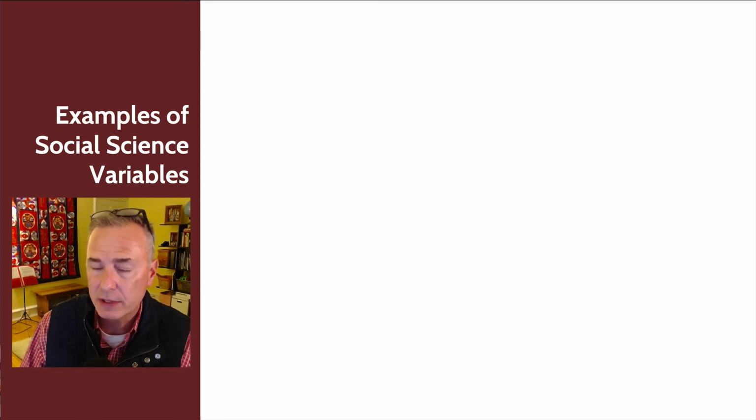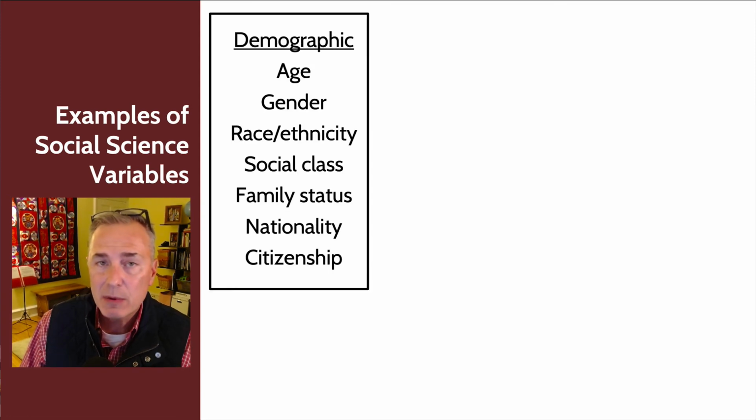There's a lot of different kinds of variables, and in some ways I think it helps to categorize them and think about the different types of variables that we may want to consider in a research project. So some examples. Demographic variables.